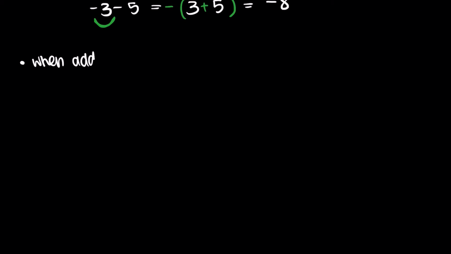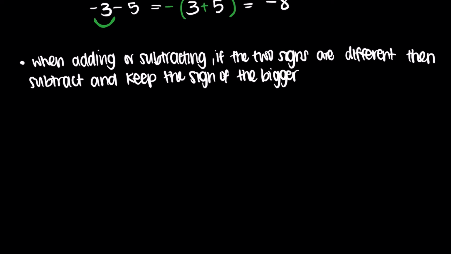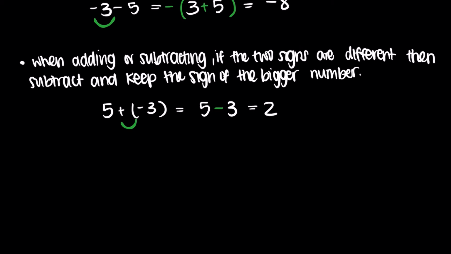Next rule. When adding or subtracting, if the two signs are different, then we subtract and keep the sign of the bigger number. For example, 5 plus negative 3. The signs are different, so we subtract 5 minus 3, which is 2, and we keep the sign of the bigger number, which is positive, so our answer is positive 2.